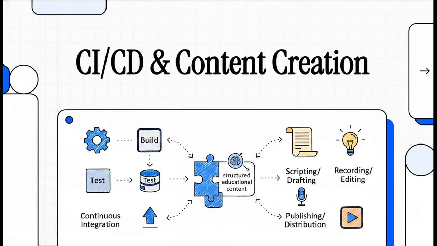Welcome to this explainer. Today we're unpacking a genuinely fascinating parallel. We are going to look at the direct relationship between deploying automated software pipelines and the creative process of producing highly structured educational content, specifically by breaking down the source material for TestCraft's Episode 26 script. It's a really cool look at how the ruthlessly efficient logic of code deployment perfectly maps onto content production. So let's just dive right in.